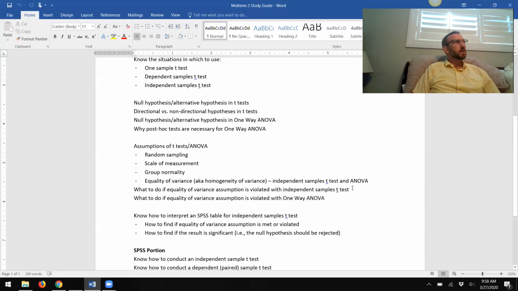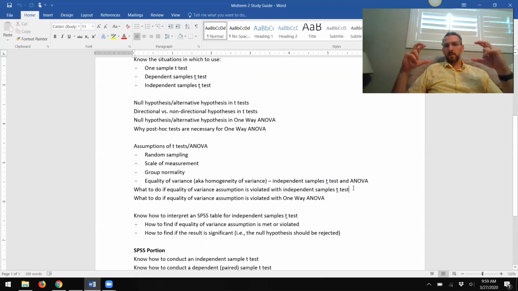Now, there's different things you do. If you violate the assumption of equality of variance with the independent samples t-test, well, you look at the independent samples t-test output and go to the second line, which is that equal variances are not assumed. The top line says equal variance is assumed. The second line says equal variance is not assumed. And you just find the p-value for the independent samples t-test. That's all you have to do.